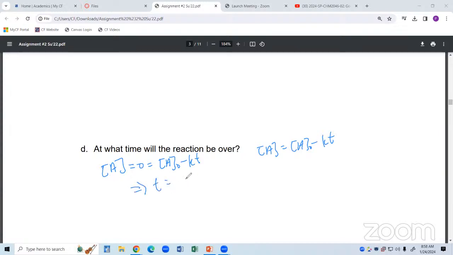T would be equal to initial concentration of A divided by K, right? And the initial concentration, if I remember, was 0.545, right? And K was what again? 1.15 times 10 to the minus, was it 3? From the previous part? Yeah. 10 to the minus 3 M over S. Whatever that gives, that would be the answer. So 0.545 divided by 1.15 times 10 to the minus 3. And according to my calculations, rounded off to 3 sig figs, the answer becomes 473, and the units will be seconds.